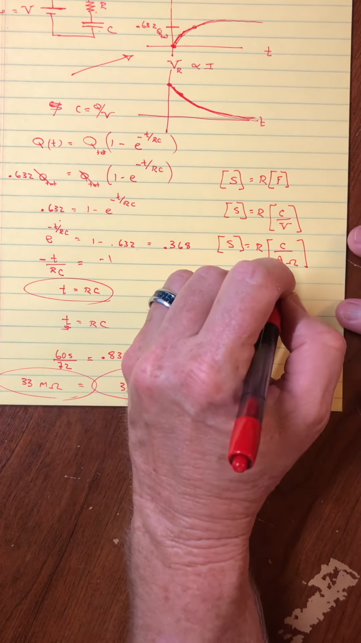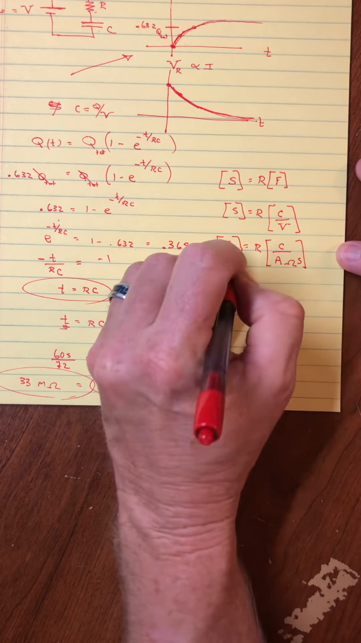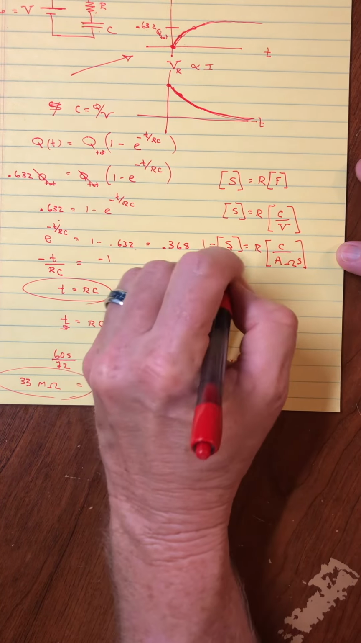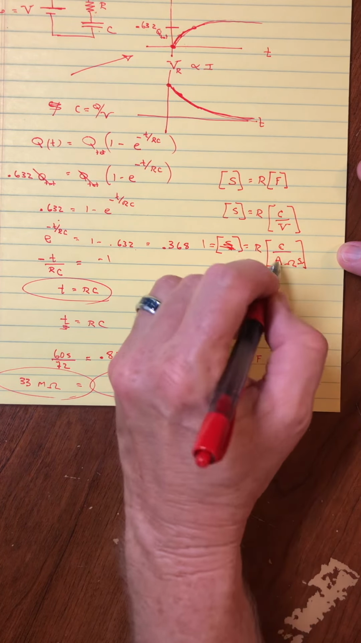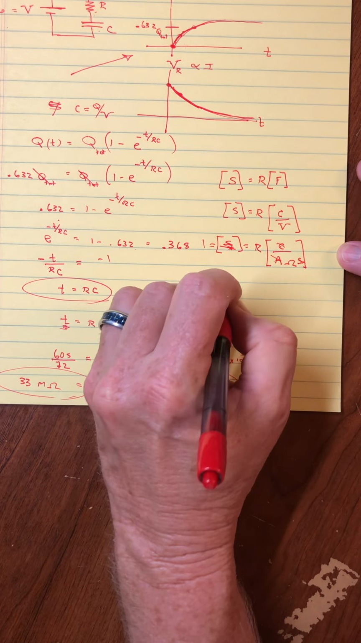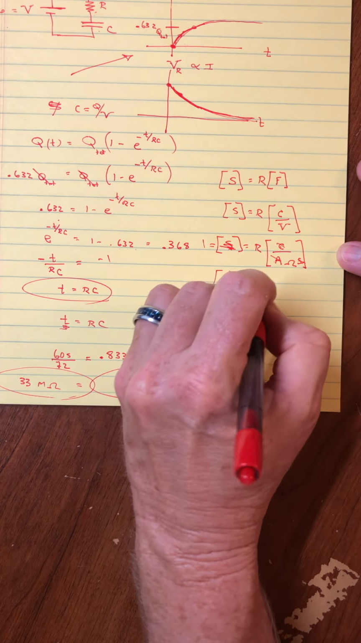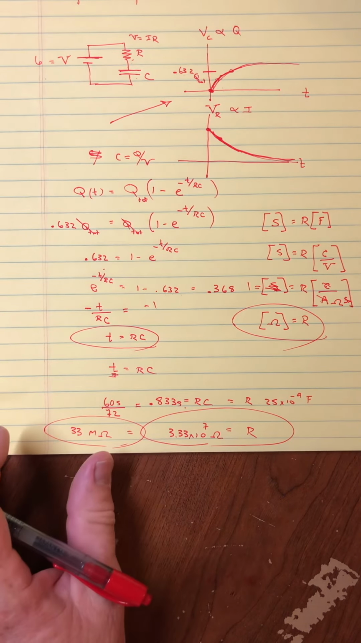So got seconds over here. Then I guess I could do something such as this. I could bring the seconds over to here, leaving a 1 on the other side. And then I'd have coulombs per second, which is an amp, which cancels with that. And then bring the ohm back over. So in terms of units, not a surprise, it does work out to be ohms. So 33 mega ohms is roughly the answer.